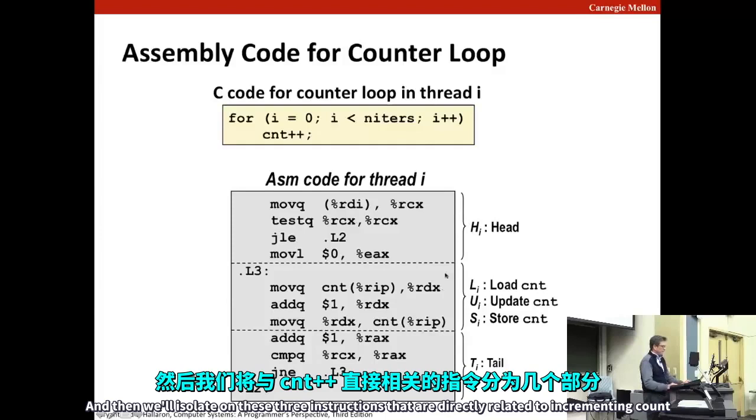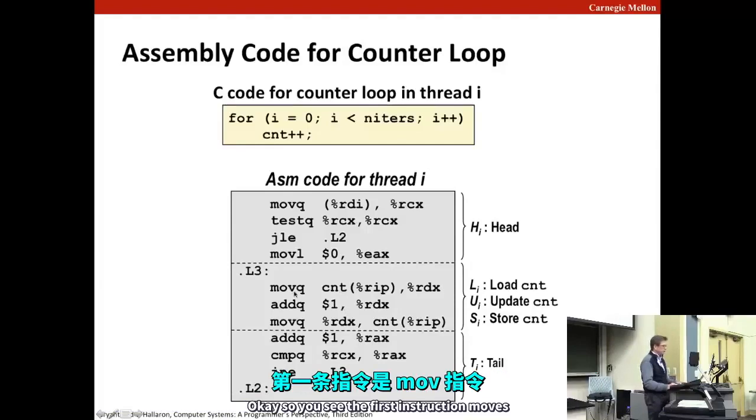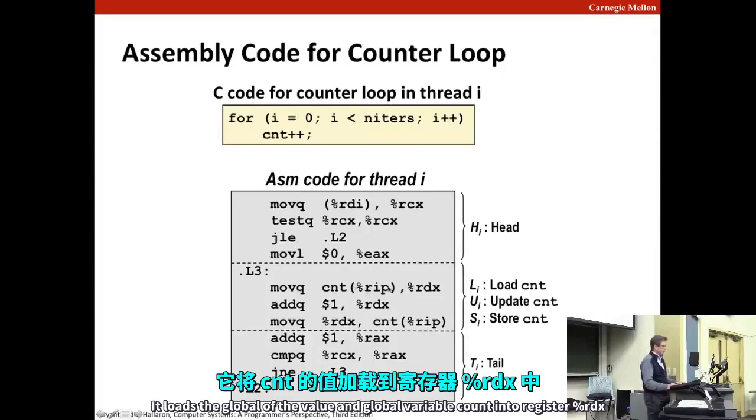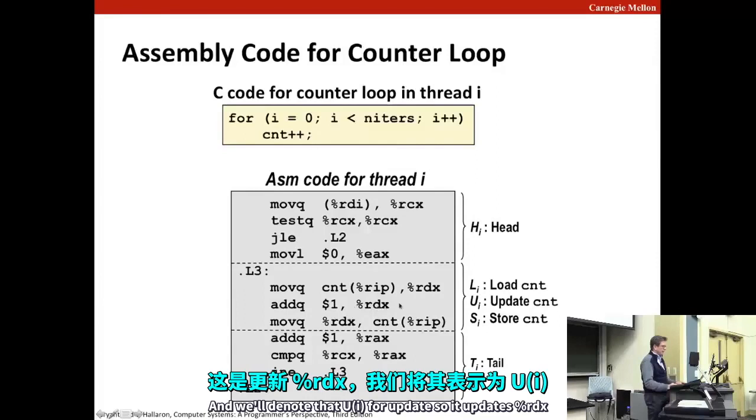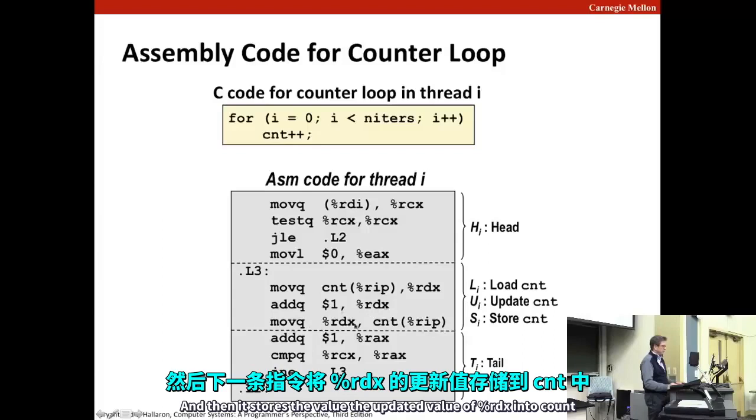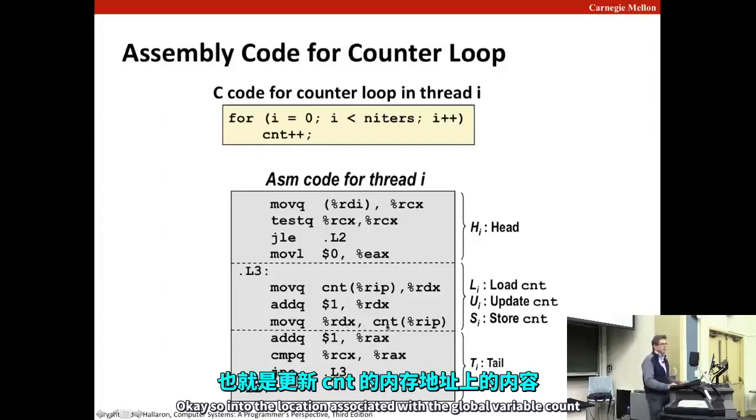And then we'll isolate on these 3 instructions that are directly related to incrementing count. You see the first instruction loads the value in global variable count into register RDX. We'll denote that as L_i. Next, it increments RDX. We'll denote that U_i for update. So it updates RDX. And then it stores the updated value of RDX into count, into the location associated with the global variable count.